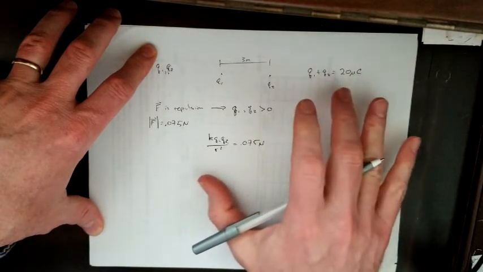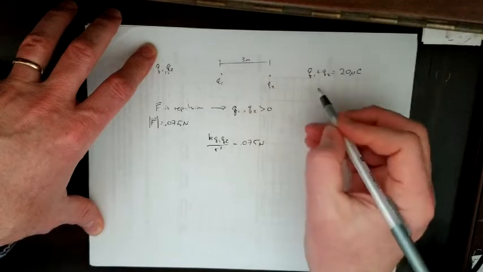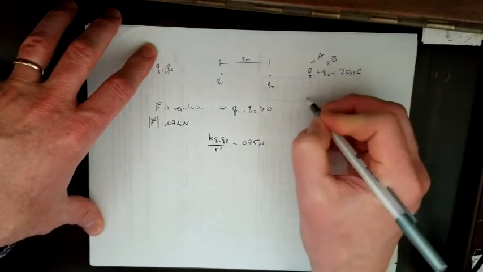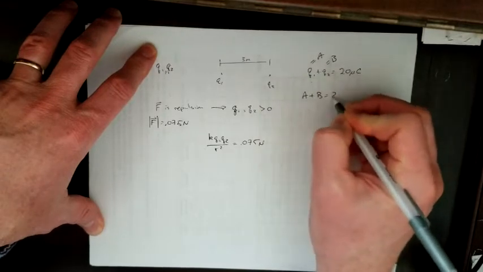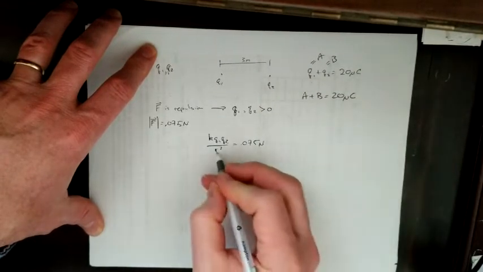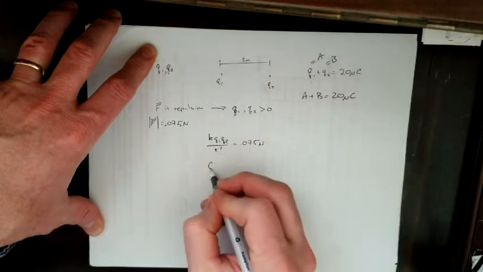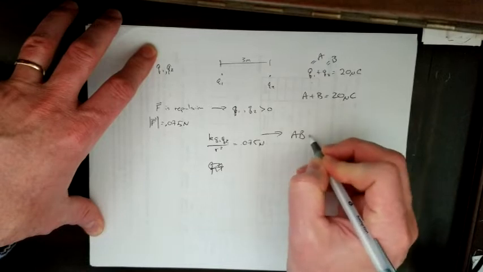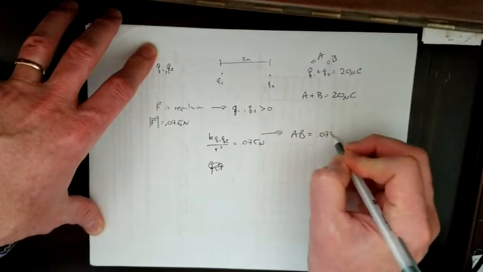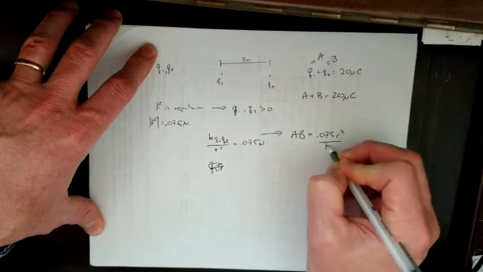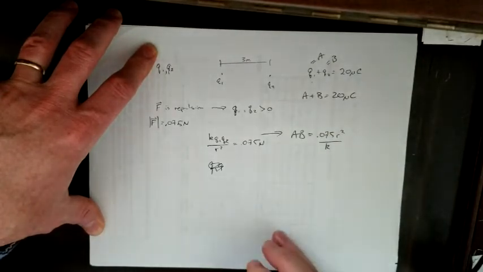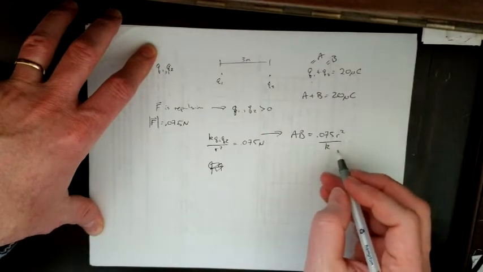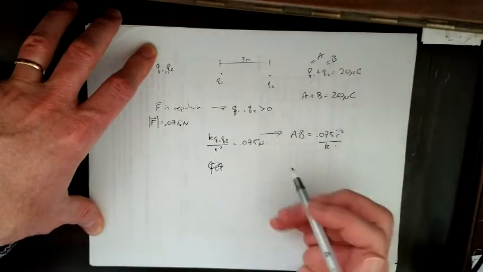Now, to simplify this from a writing point of view, instead of using Q1, Q2, I'm just going to let that equal A and that equal B. So A plus B is equal to 20 microcoulombs. And then from here, A times B is equal to 0.075 R squared over K. And I know R, I know K, and so solve.